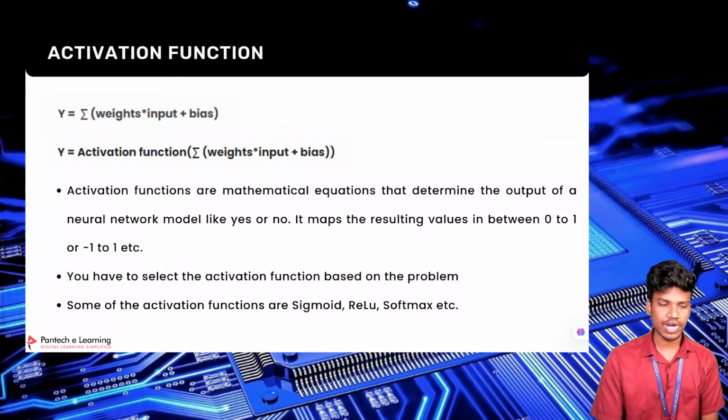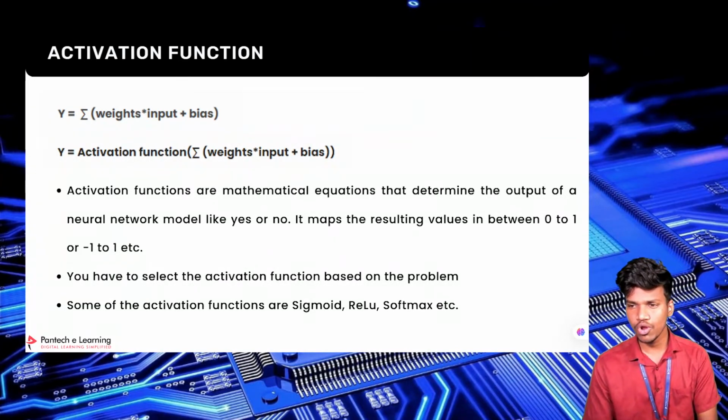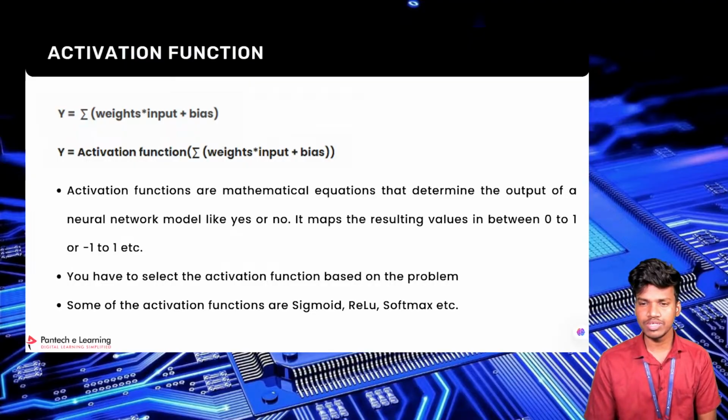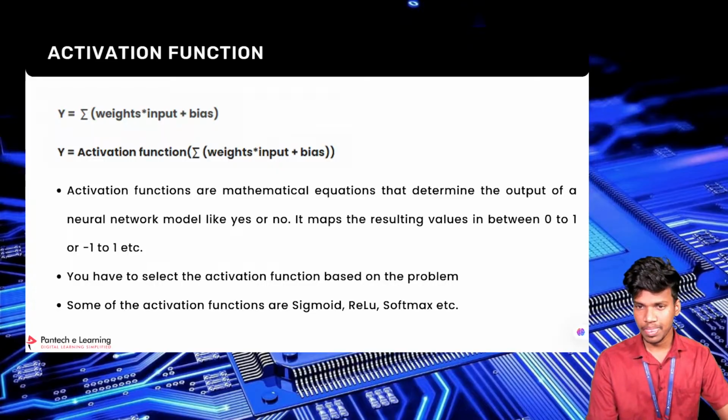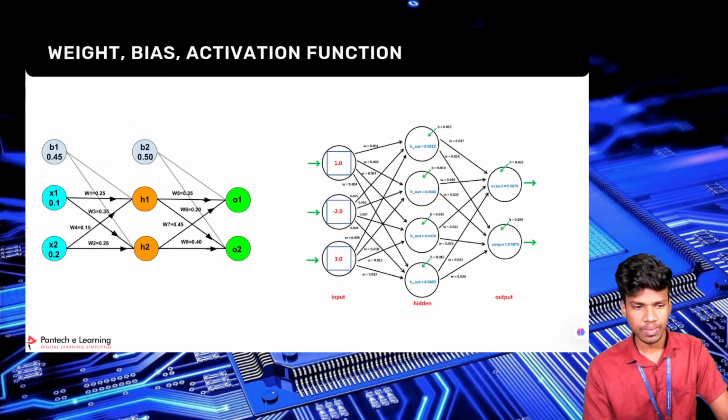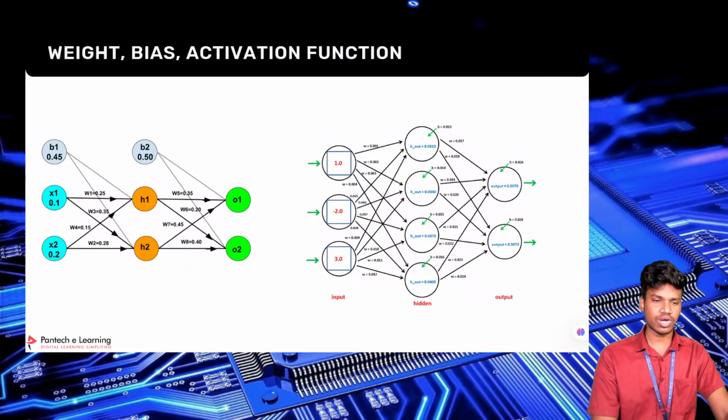Some activation functions used are sigmoid, ReLU and softmax. The sigmoid is based on the 0 or 1 value, the ReLU is mentioned for the binary one, and the softmax is mostly used for multi-class classification. So each and every activation function has its individual work. The sigmoid, ReLU and softmax are called activation functions. And the next one is weight, bias and activation function. So already we discussed it.